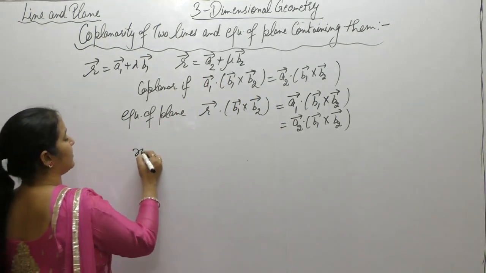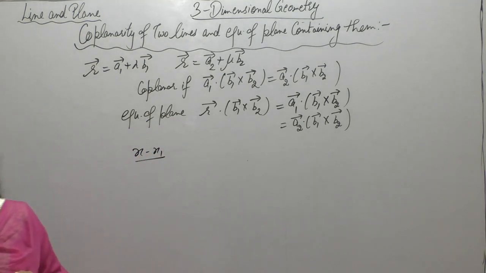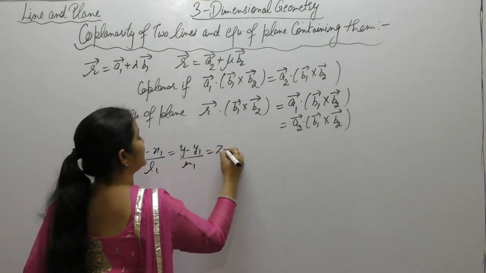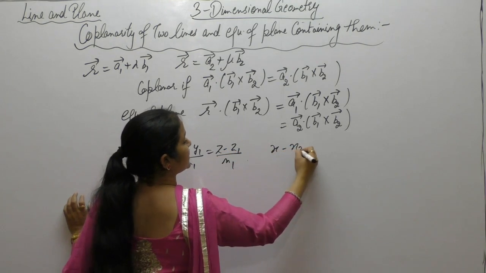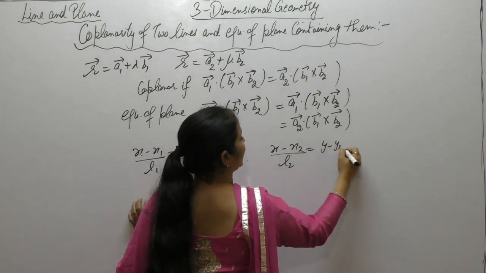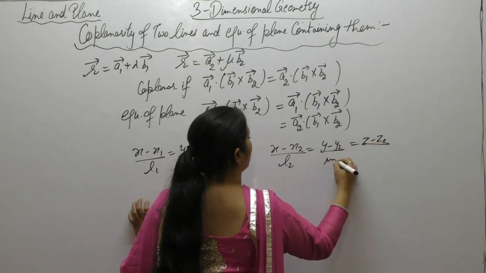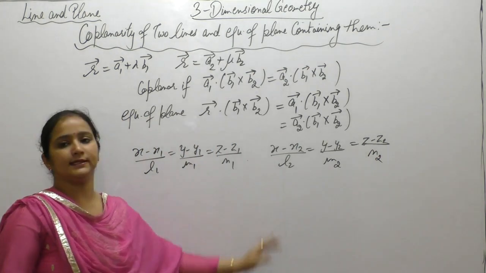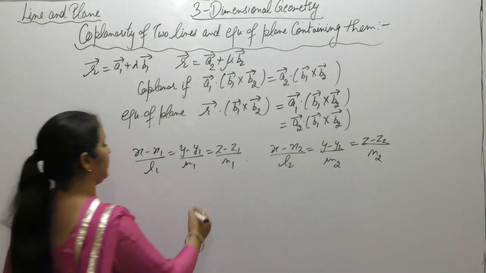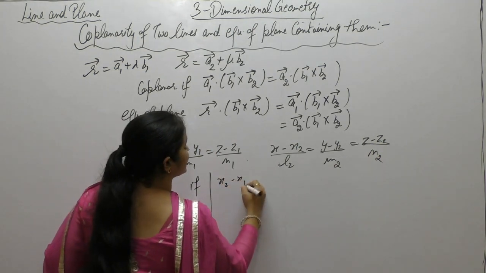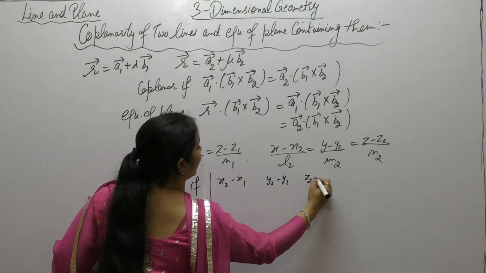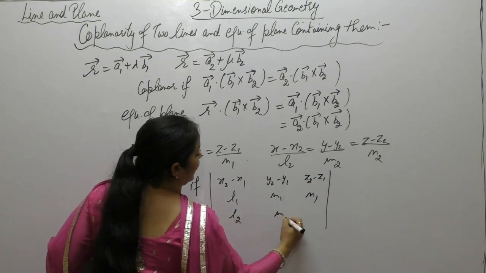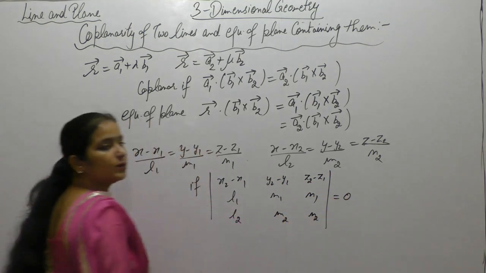Now if the Cartesian form is given, the lines are x minus x1, y minus y1, z minus z1 upon L1, M1, N1, and the second is x minus x2, y minus y2, z minus z2 upon L2, M2 and N2. If the Cartesian form is given, then these two lines will be coplanar if the determinant of x2 minus x1, y2 minus y1, z2 minus z1, L1, M1, N1, L2, M2, N2 is equal to 0.